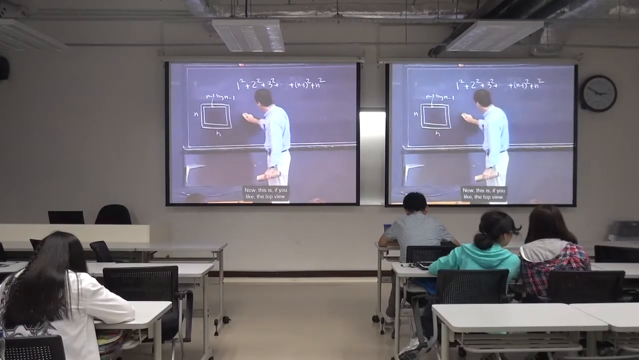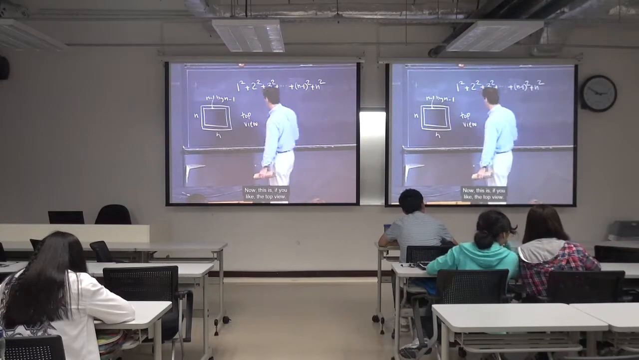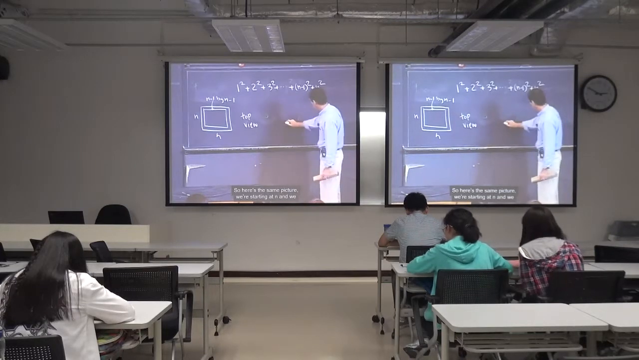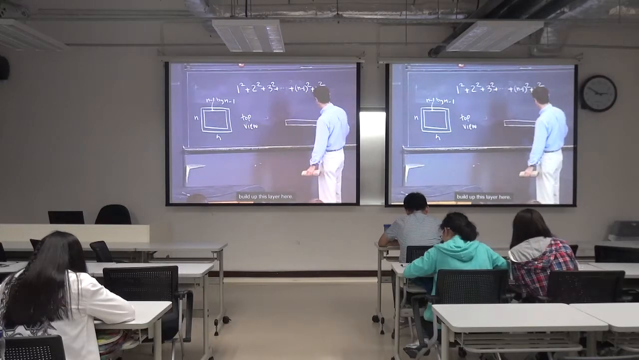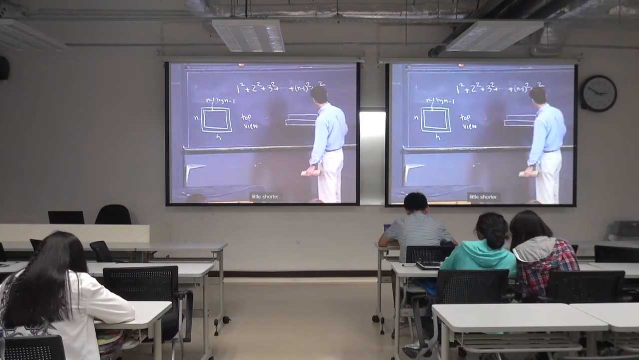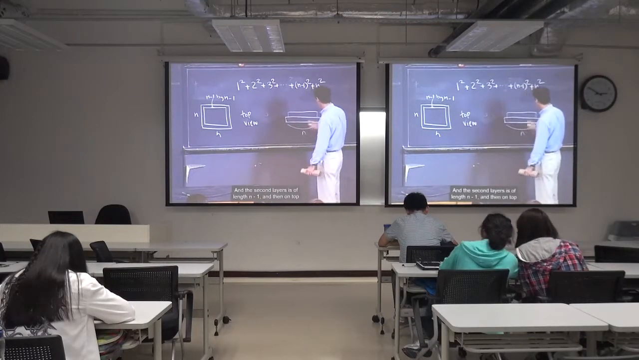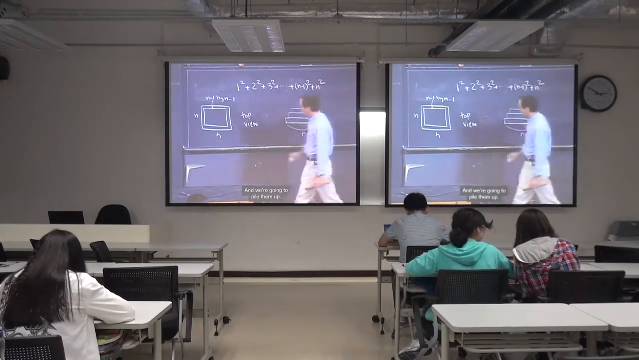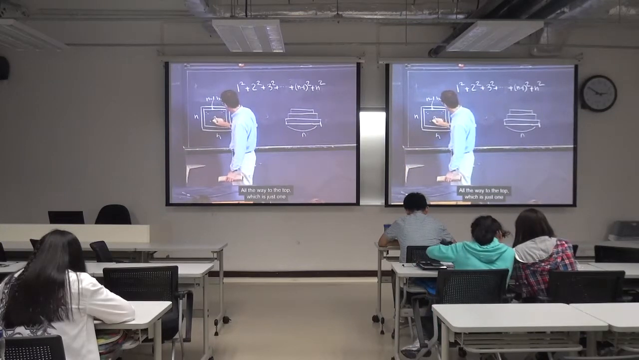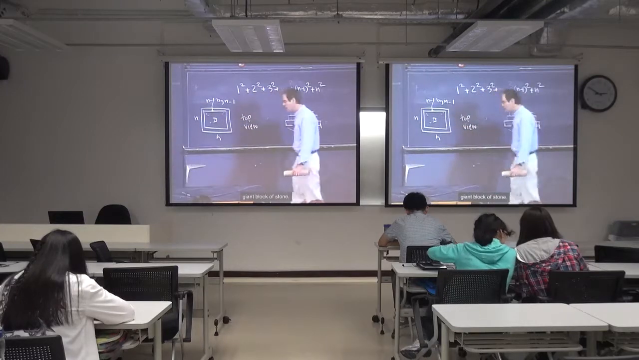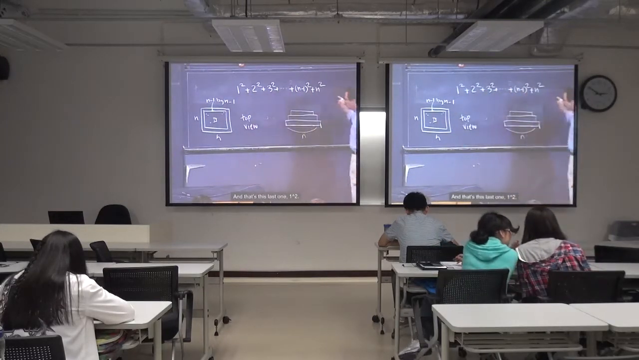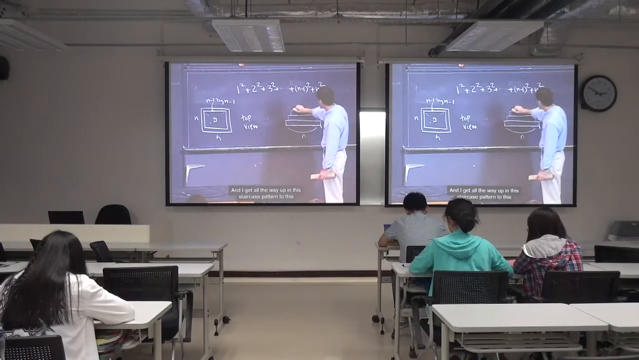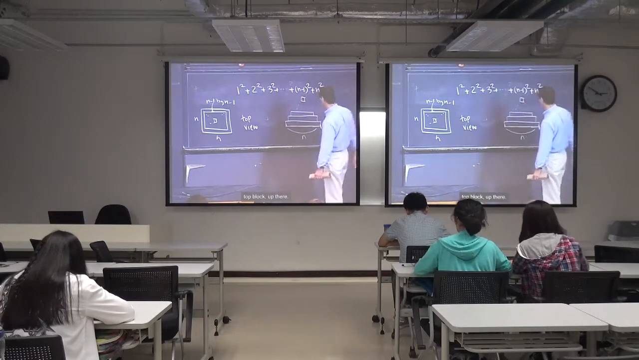Now this is, if you like, the top view. But perhaps we should also think in terms of a side view. So here's the same picture. Here's where we're starting at n, and we build up this layer here. And now we're going to put a layer on top of it, which is a little shorter. So the first layer is of length n, and the second layer is of length n minus 1. And then on top of that, we have something of length n minus 2, and so forth. And we're going to pile them up all the way to the top, which is just one giant block of stone, and that's this last one squared. So we're going backwards in the sum. And so we have to build this whole thing up, and get all the way in the staircase pattern to this top block up there.